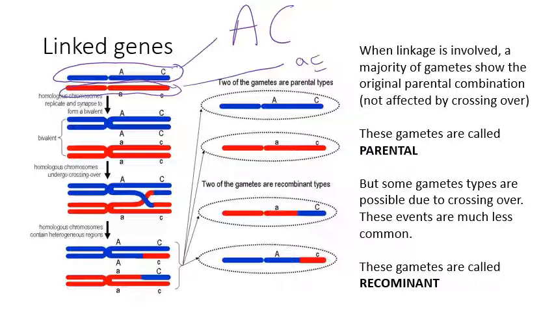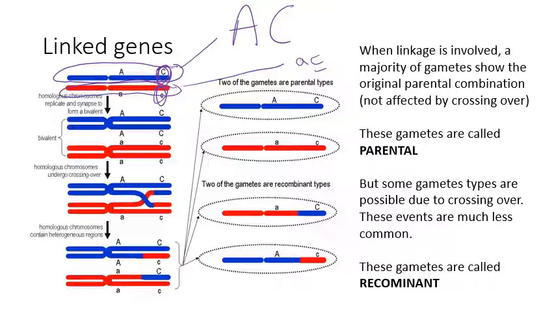What can also happen with linked genes is that in a homologous pair, during the process of meiosis when gametes are forming, crossing over can occur. When crossing over occurs in prophase 1, it means that part of this red chromosome might swap with part of the blue chromosome in that homologous pair. Then we end up with a different combination on each of those homologous chromosomes within the pair. So that's what this image is trying to show you here.